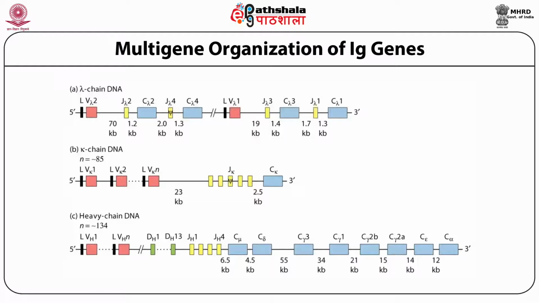Normally, in a differentiating B lymphocyte, the rearrangement takes place first with kappa, and then this is followed by lambda.